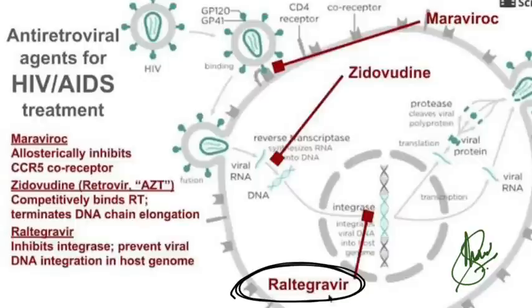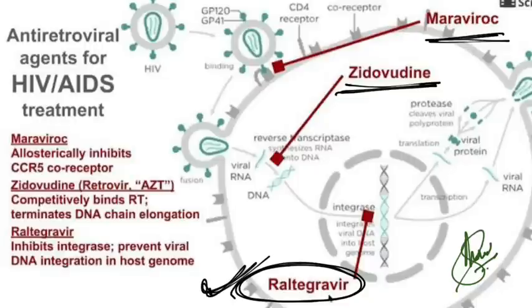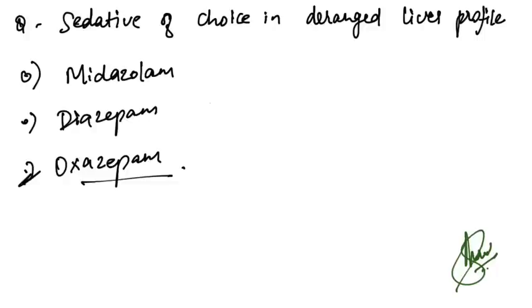Now this diagram was given in which they have asked about the several steps. They have not given the drugs, but they have asked in which step the drug will act. Related to this, they have given antiretroviral drugs, the integrase inhibitor. So they were inhibiting this step. They have given this image and they are inhibiting this part, so the answer was raltegravir.